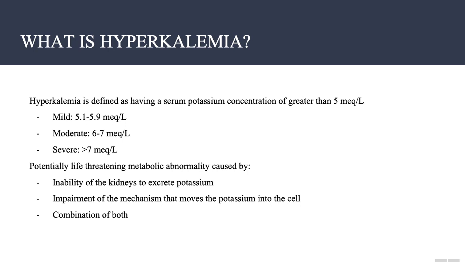Potentially life-threatening metabolic abnormality caused by. So she has 3 bullets here, right? The first 2 bullets are the 2 mechanisms that may cause hyperkalemia. And then the third bullet, she's saying a combination of both. You don't necessarily need to have that bullet, right? Because obviously if one could happen, 2 can also happen, and both of them can happen at the same time. It's possible. Either way, that's something that you could say, right?